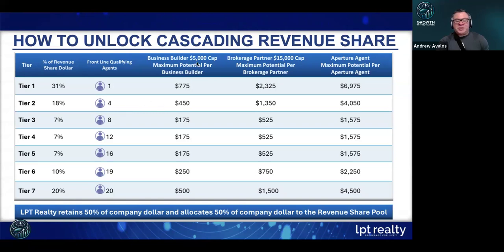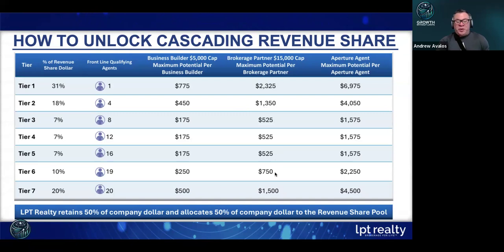It goes the same way on every one of these tiers. Take the same number, 2,500 times 18% on tier 2, that's going to come up to 450. And if you were to take that same 18% and multiply that by 7,500 on the brokerage partner plan, you're going to get 1,350.